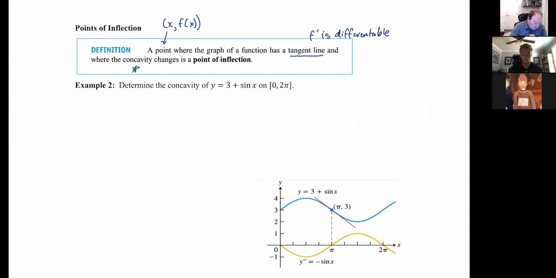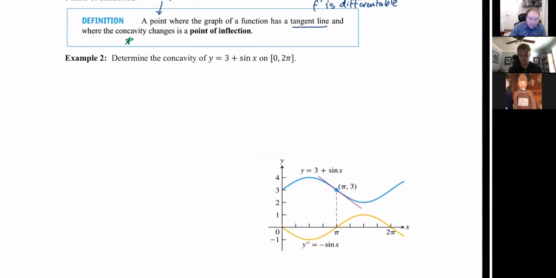So let's look at this one right here. We're asked to determine the concavity of y equals 3 plus sine of x on this closed interval from 0 to 2 pi. You can see it's the blue graph down here on the right. Let's do the second derivative test for concavity to see if we have a point of inflection. So let's take two derivatives. The first derivative is going to be plus cosine of x, because the derivative of sine is positive cosine. And then the second derivative, f double prime of x, is going to be minus sine of x.